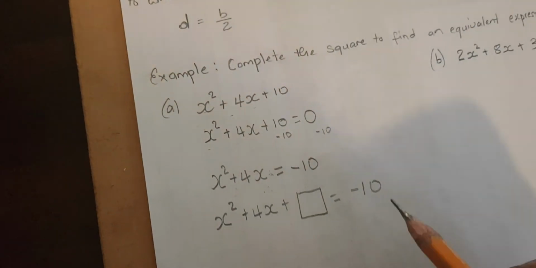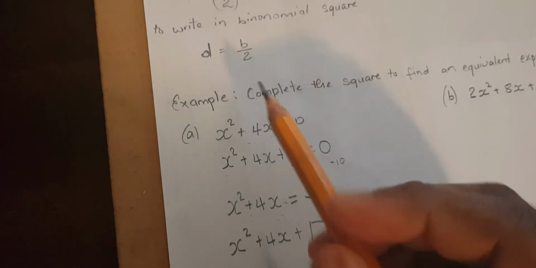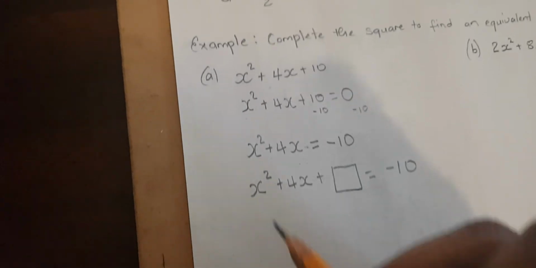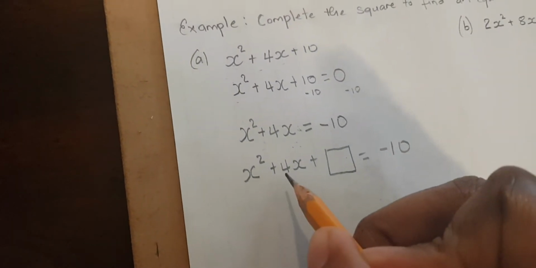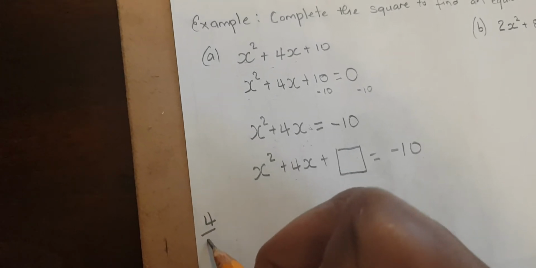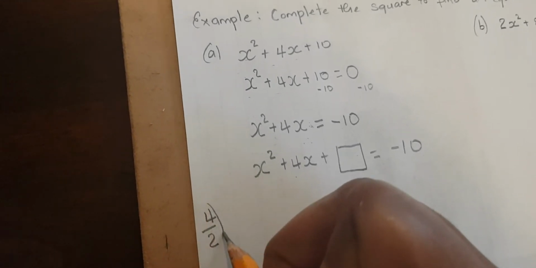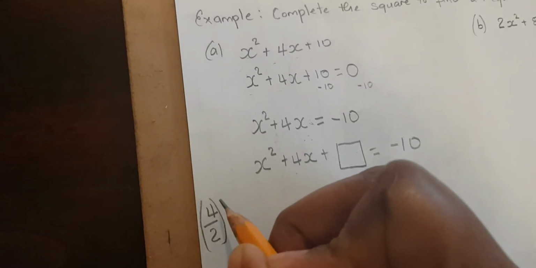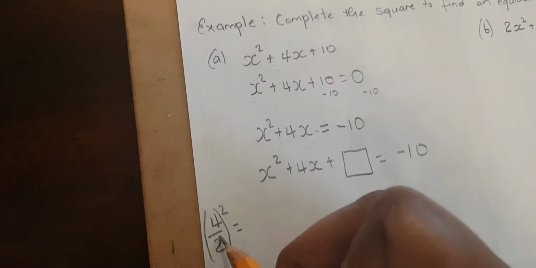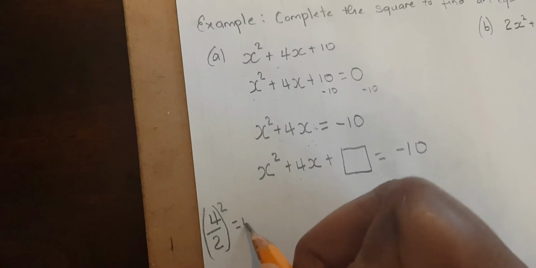Good? So how do we find that c? If we go here, it is half of b all square. So b is 4, so it's going to be 4 divided by 2, half of 4, and then we're going to square it. And this works out to give us what? Half of 4 is 2, and 2 squared is 4.